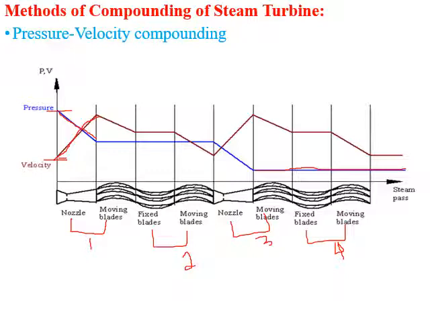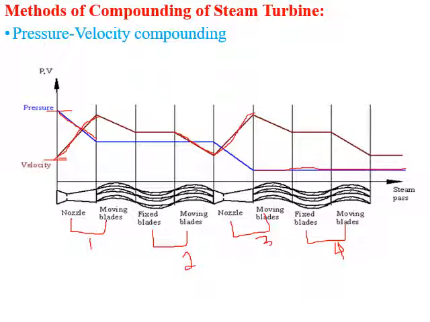So then after passing through the fixed blade, the fluid enters into the moving blade. So once again we can see the drop in velocity. So later this exit stream enters into the nozzle. So once again we can see the variation of the velocity, because the drop in pressure occurs in the nozzles, that causes the rise in velocity of the steam.